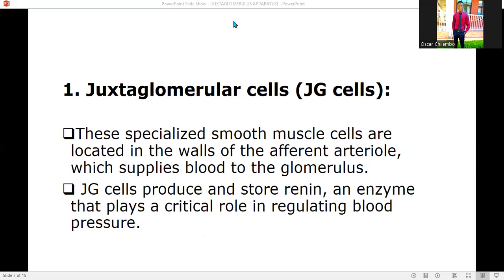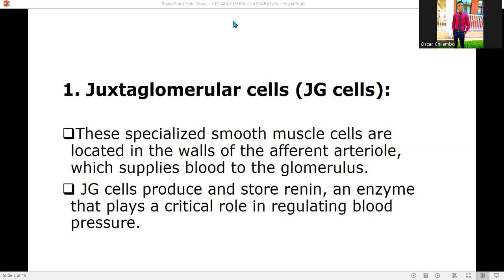So these same juxtaglomerular cells, as I said, produce the renin, an enzyme that plays a critical role in regulating blood pressure. So what does the renin do? The renin converts angiotensinogen, an inactive vasoconstrictor, into angiotensin 1. Angiotensin 1 is not an active vasoconstrictor.